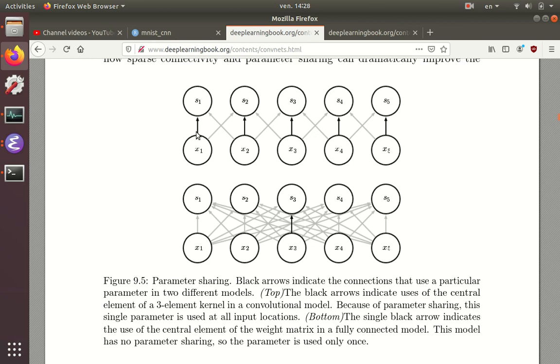So what it means is that it's less complicated to learn. So it can be statistically more efficient. That means we maybe don't need as many training examples to learn a model that gives good predictions.